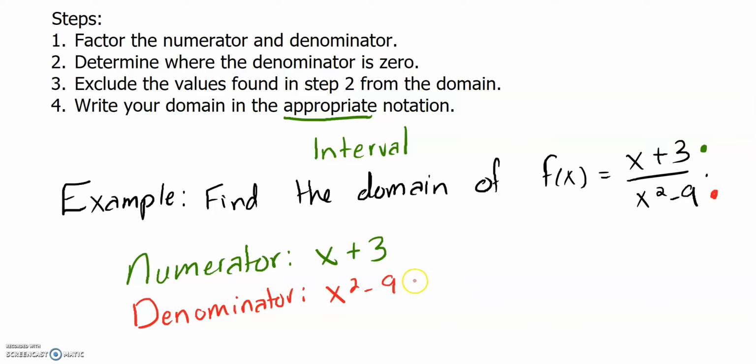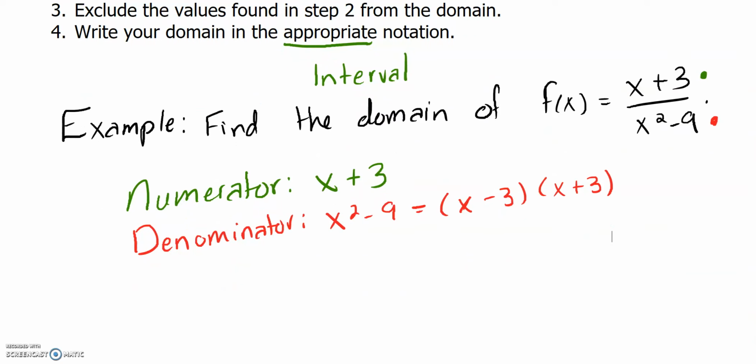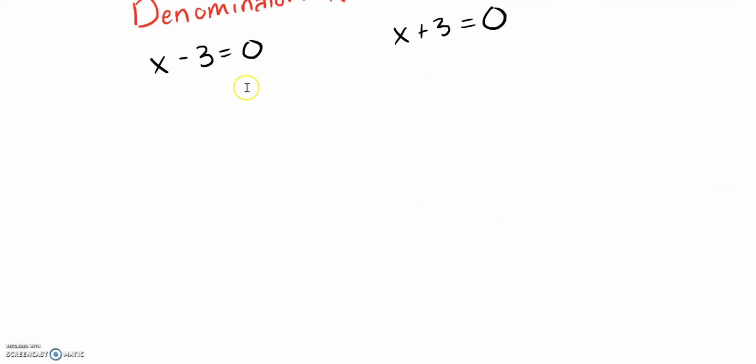Now, this is a difference of squares, x squared minus 9. So that can be rewritten as x minus 3 times x plus 3. And now our goal is going to be, where are these two 0? So what we're going to do is take x minus 3, set it equal to 0, x plus 3, and set that equal to 0. And then we're just going to solve these two and exclude the answers from our domain.